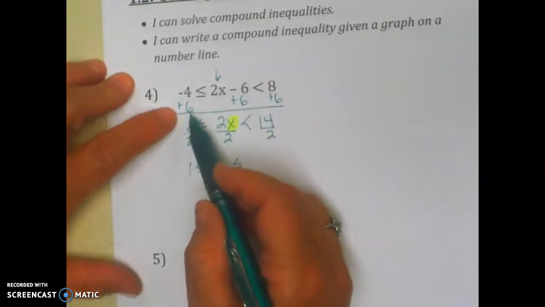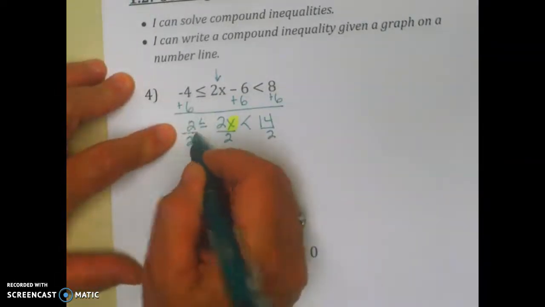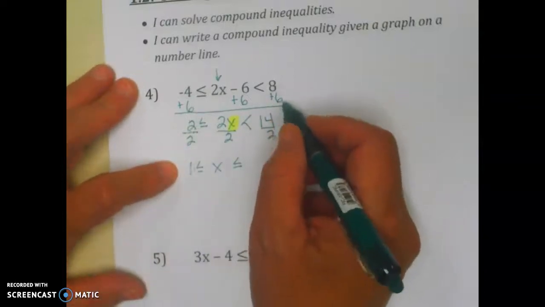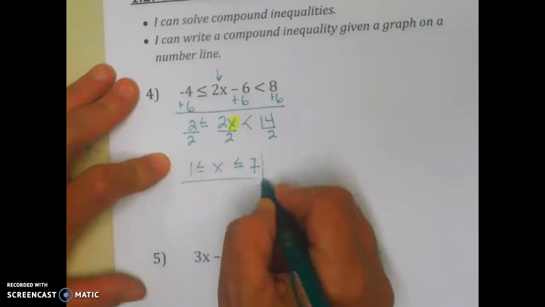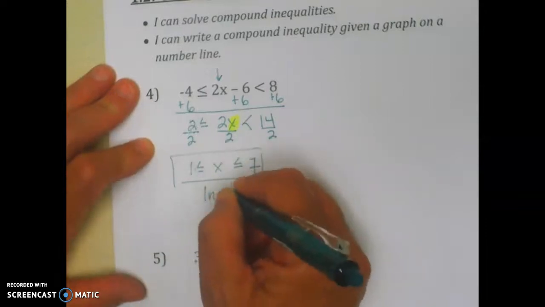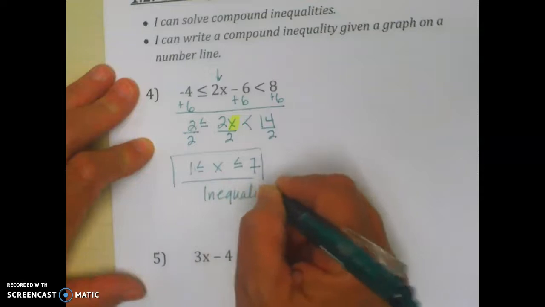Okay, 6 and negative 4 is 2. 2 divided by 2 is 1. Make sure I did that one right. Yep, 14 divided by 2 is 7. So this is my inequality. It's a compound inequality. And it's one of the ways that you'll see them.